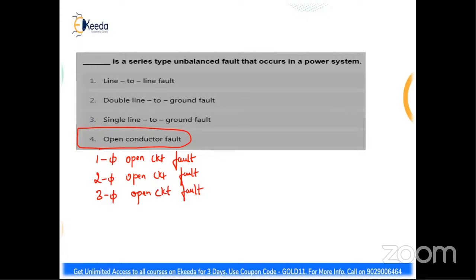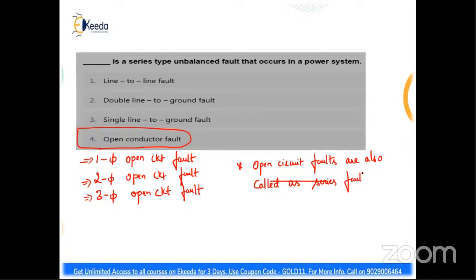So open circuit faults mean what? Open circuit faults are also called series faults. Okay, open circuit faults are also called series faults. That is the reason we are taking open conductor fault as the right answer. Here you will write the point: open circuit faults. In open circuit faults, there are three types: single phase open circuit fault, two phase open circuit fault, and three phase open circuit fault, right? Open circuit faults are also called series faults.